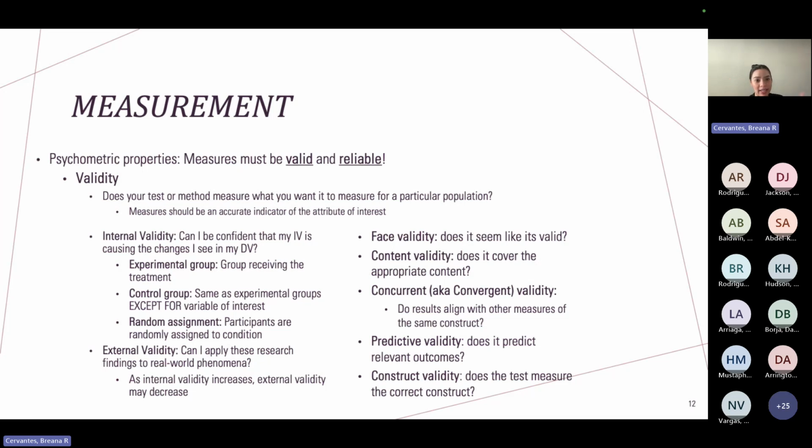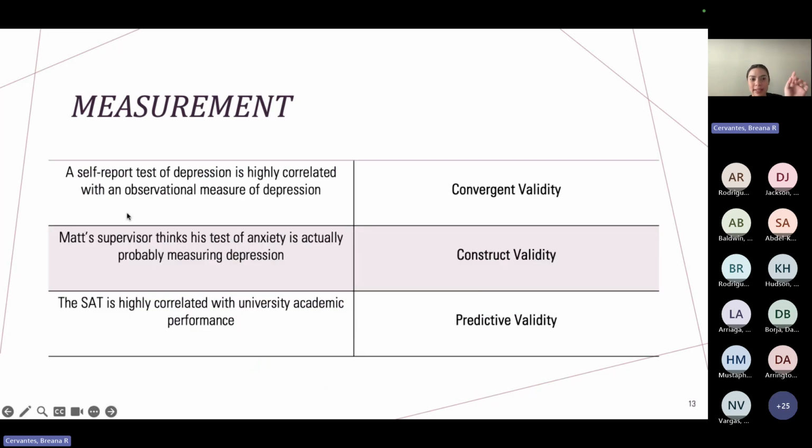Okay, so with that in mind, why is this one on the left, a self-report test of depression being highly correlated with an observational measure of depression, considered convergent validity?